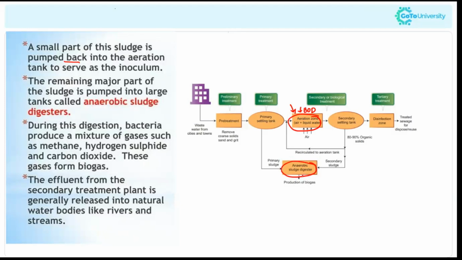So during this digestion, the bacteria produce a mixture of gases such as methane, hydrogen sulfide, and carbon dioxide. You have to remember these gases because it is so important. You can expect questions in the NEET exams. There have been questions regarding this topic as well. Now, they release the gases. The effluent from the secondary treatment plant is generally released into the natural water bodies like rivers and streams.